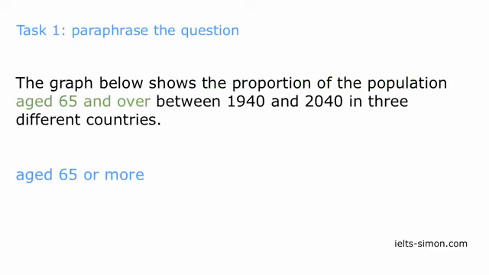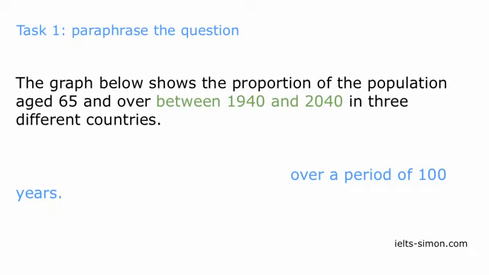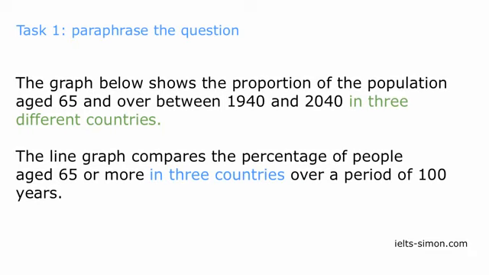Aged 65 and over, I've changed to age 65 or more. And between 1940 and 2040, I've changed to over a period of 100 years. This is a good phrase for time periods, over a period of. Finally, you can see that I've put in 3 countries before the time period. So, my introduction is, the line graph compares the percentage of people aged 65 or more in 3 countries over a period of 100 years.